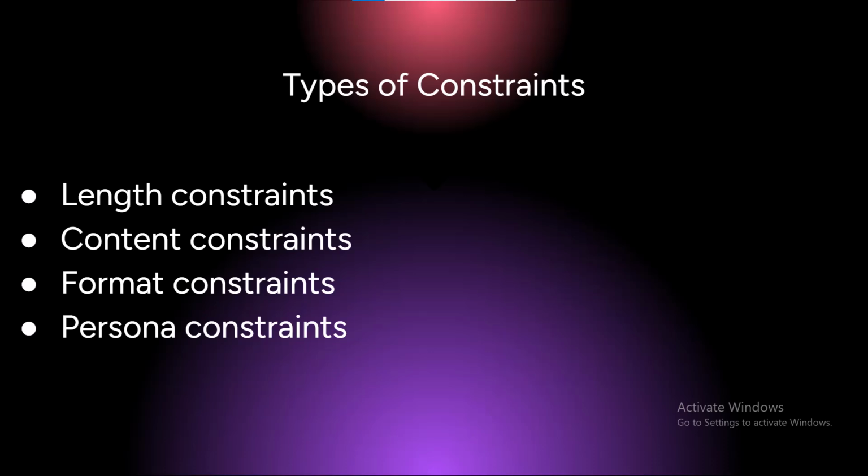So, to recap, you can apply several types of constraints to your prompts. We've covered length constraints for word or character counts, content constraints to include or exclude specific topics, format constraints to dictate the structure like a bulleted list or a table, and even persona constraints to control the tone and voice.